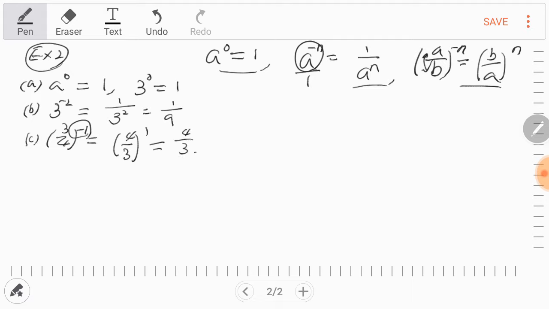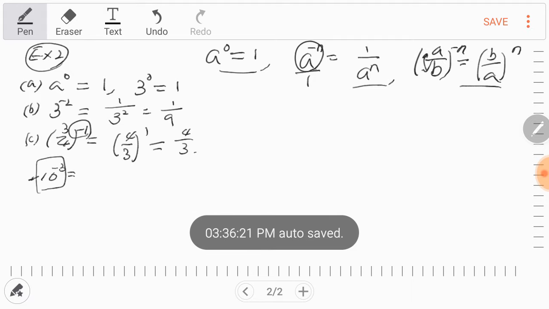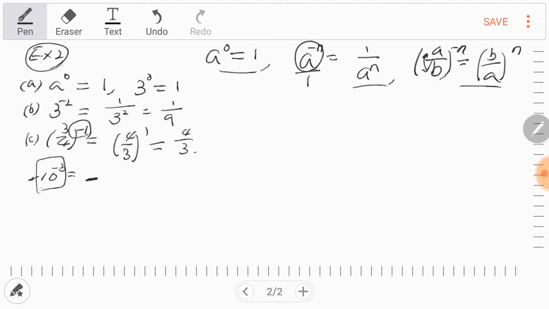Okay, how about this example? How about negative 10 to the negative 3 power? Okay, then this is, the negative sign is outside the exponential form. So the result is negative, and 10 to the negative 3 power will be moving to the denominator, then 10 cubed. So the result is 1 over 1000. So 1 over 1000 is negative 0.001. It's the same.